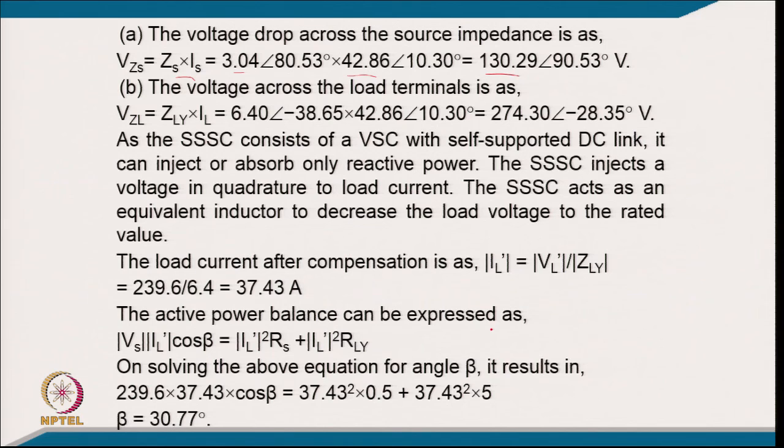comes 130.29 volt at the angle of 90.53 degree, and the voltage across the load will be now load impedance multiplied by the load current. It comes like 274.30 volt, and this voltage is much higher than the rated voltage because the load is inductive. So, we have negative voltage regulation.